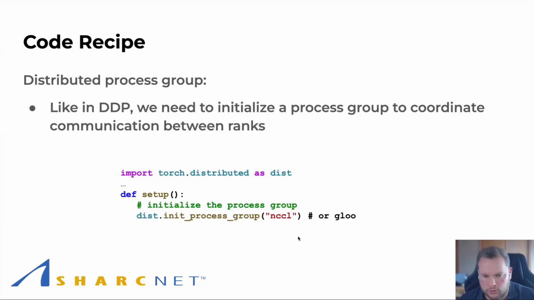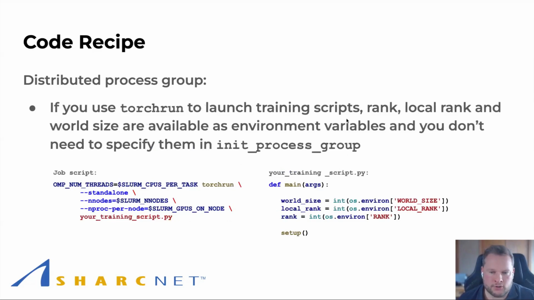But if we use torchrun to launch our training scripts, then world size, rank, and local rank are all handled by torchrun and stored in environment variables, and torch.distributed will figure that out for you. If you're going to launch your script with, say, something like srun, then you need to figure out local rank and rank yourself in your Python script and pass those to distributed init process group on your own.